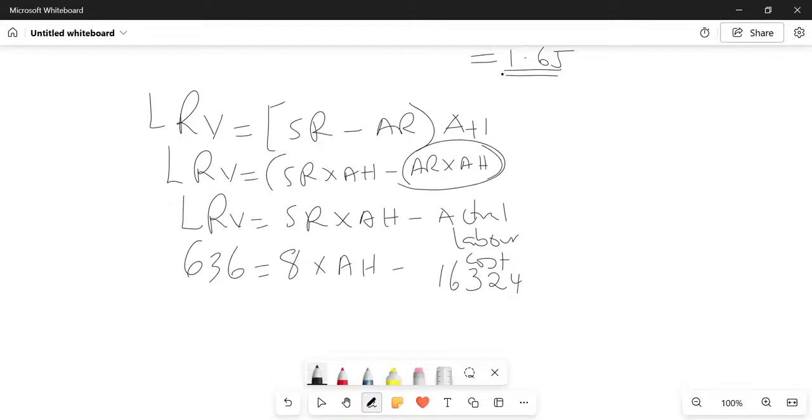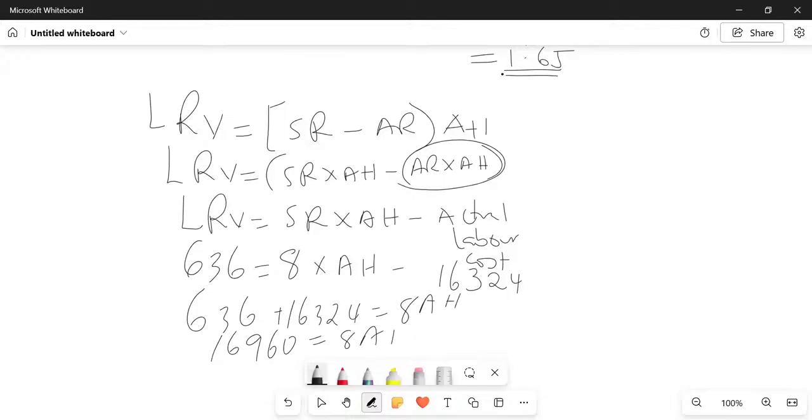Ama alikuwa anavuka peke yake? Hapana wewe. 636. So hapa ilikuwa negative, inakuwa plus 16 equals 8AH, isn't it? Mnasema ati ni ngapi? 960 equals 8AH, meaning that AH will be 1690 divided by, which is 21 what? 2120. Thank you so much.